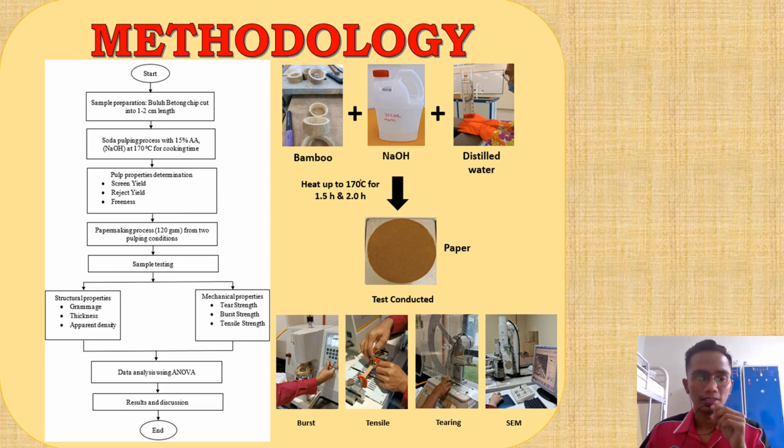After the paper sheet becomes paper, the paper goes to sample testing for structural properties and also mechanical properties. Structural properties include grammage, thickness, and apparent density, and mechanical properties include tear strength, burst strength, and also tensile strength. All the data will be analyzed using ANOVA.